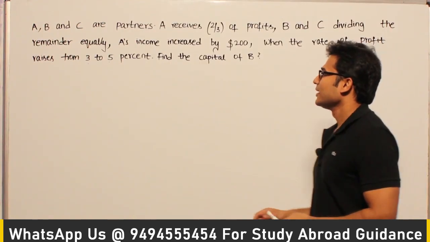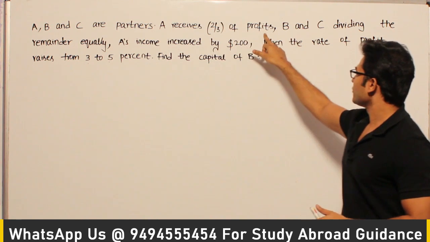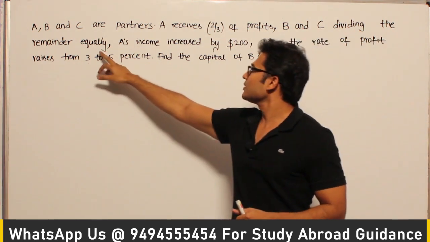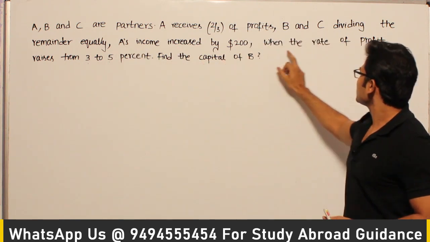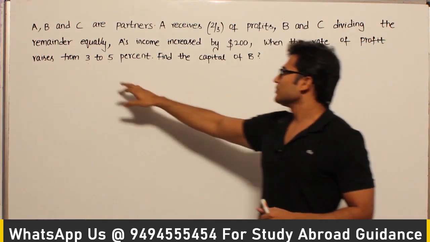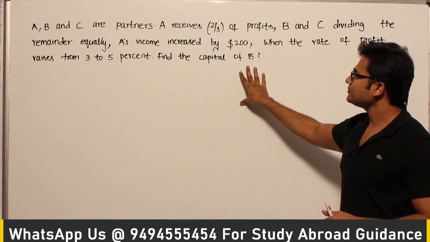Now let's see this question. A, B and C are partners. A receives 2/3 of the profit, B and C dividing the remainder equally. A's income increased by $200 when the rate of profit raises from 3% to 5%. Find the capital of B.